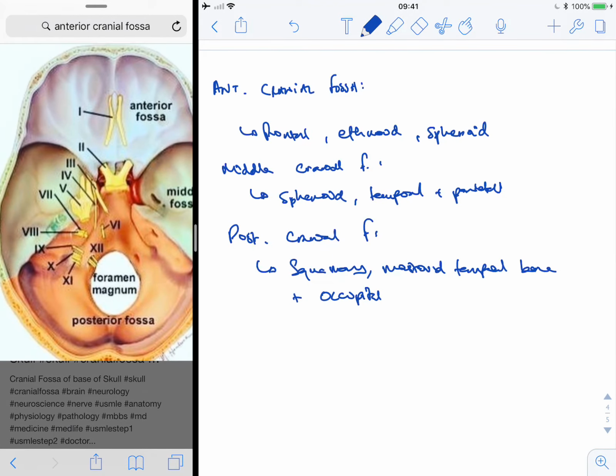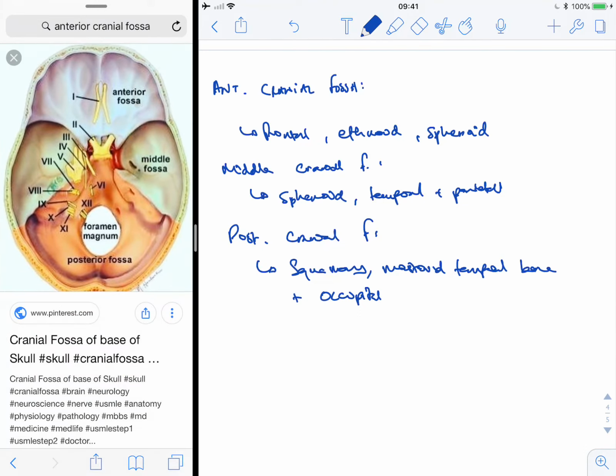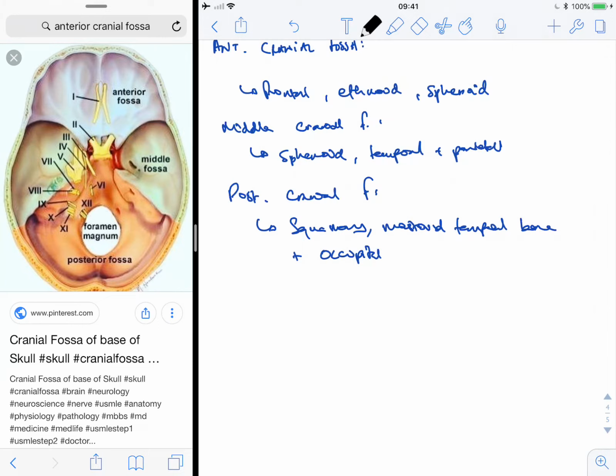So ignore these Roman numerals, these are all to do with spinal nerves. So you have the anterior fossa right at the front. Let's draw this out very sketchily, not sketchy, just as a literal sketch.